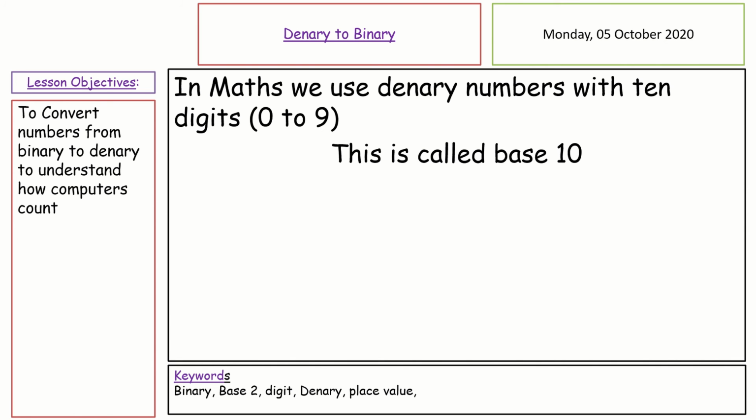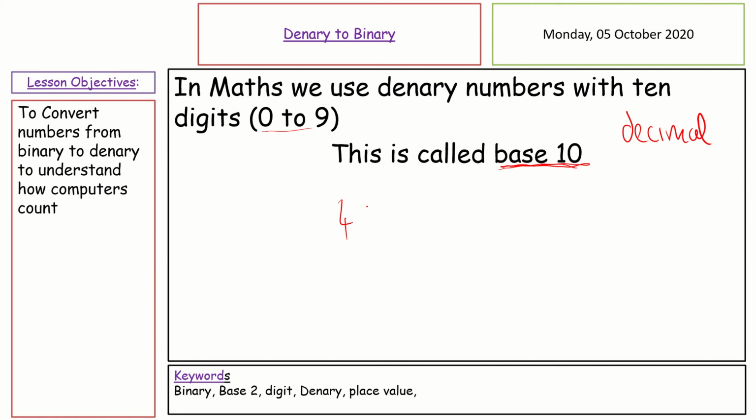Well, denary is another word for decimal, and we use a decimal number system in normal maths. That means with 10 digits, 0 to 9, 0, 1, 2, 3, 4, 5, 6, 7, 8, 9, we can make up any number. And because there are 10 digits, we call it a base 10 number system. That's important because it helps us to work out any number that we might write down.